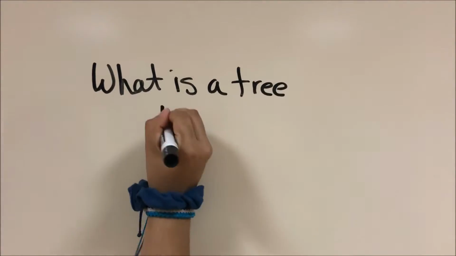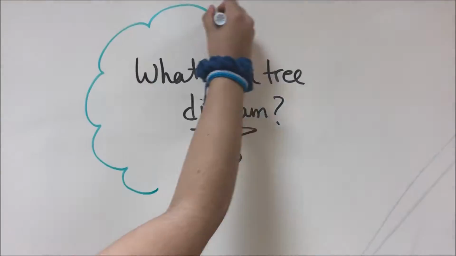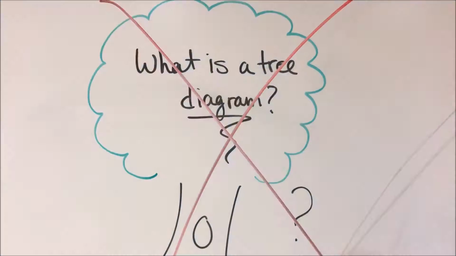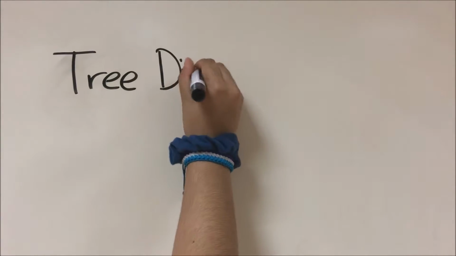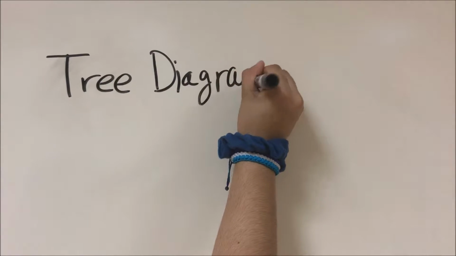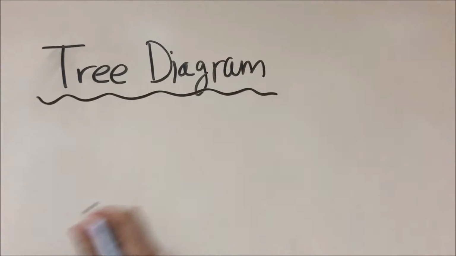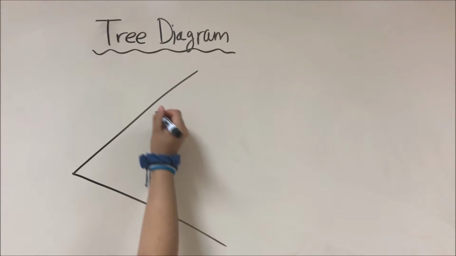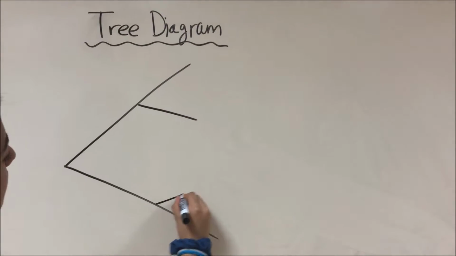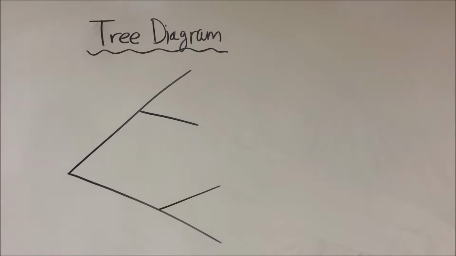What is a tree diagram? It's this, right? No, not even close. Okay, so a tree diagram is a tool that we use in general mathematics, probability, and statistics that allows us to calculate the number of possible outcomes of an event, as well as list those possible outcomes in an organized manner.